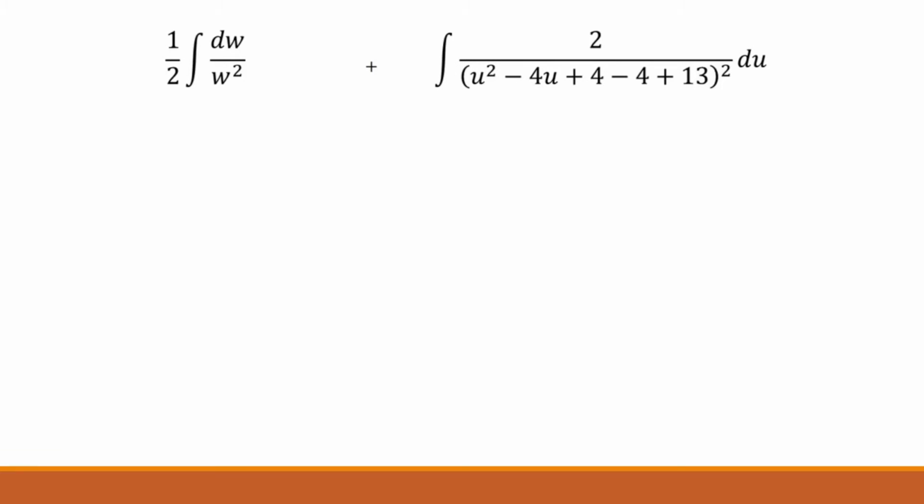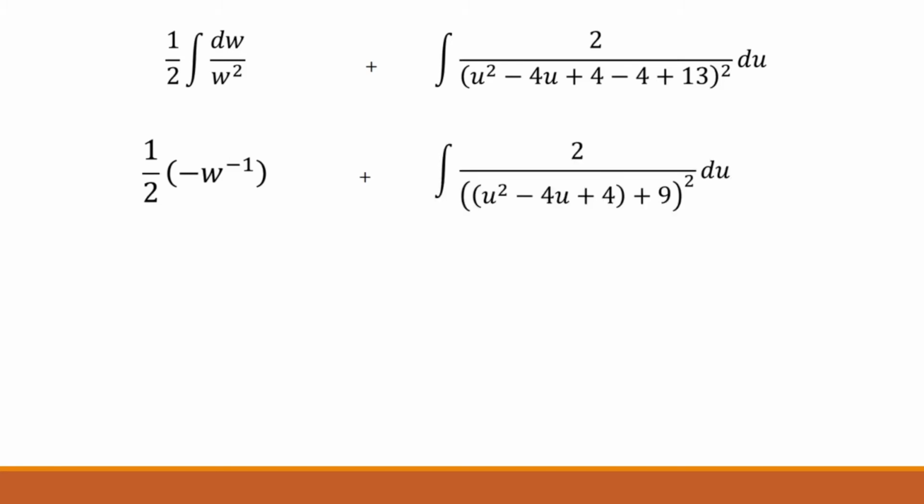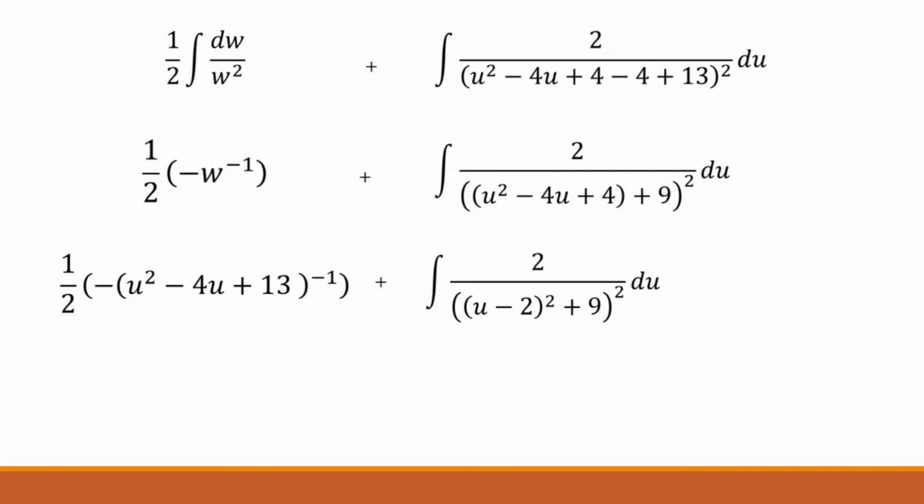If I find the antiderivative of 1 over w squared, I get negative w to the negative first power, and I'm going to multiply that by 1/2. And in the second integral, I'm going to group the u squared minus 4u plus 4 together, and then the negative 4 plus 13 will become 9. In the previous slide, we had let w be u squared minus 4u plus 13, so I'm going to substitute that back in. And next, I can factor out the u squared minus 4u plus 4 as just (u minus 2) quantity squared.